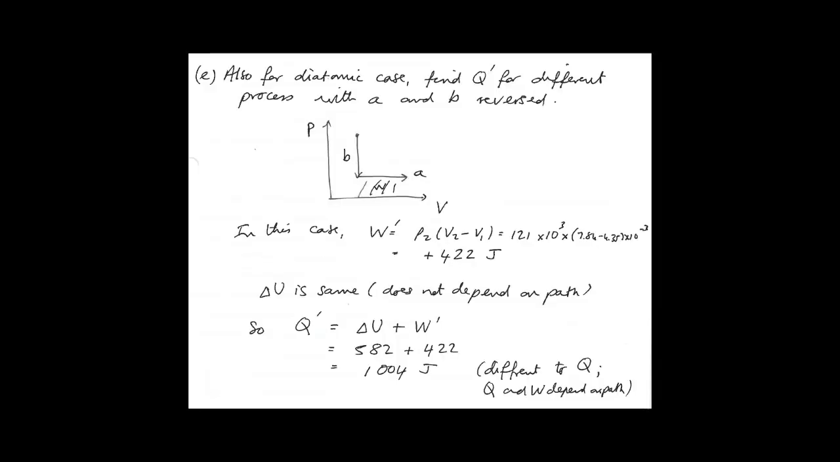Part E, also for the diatomic case, find Q prime for a different process with A and B reversed as shown in the diagram. In this case, W prime is now P2 times (V2 minus V1), which is 442 joules. Delta U is the same. Remember, it does not depend on the path. So this time Q prime is equal to delta U plus W prime, which is 1004 joules. It's different to Q in the first path.